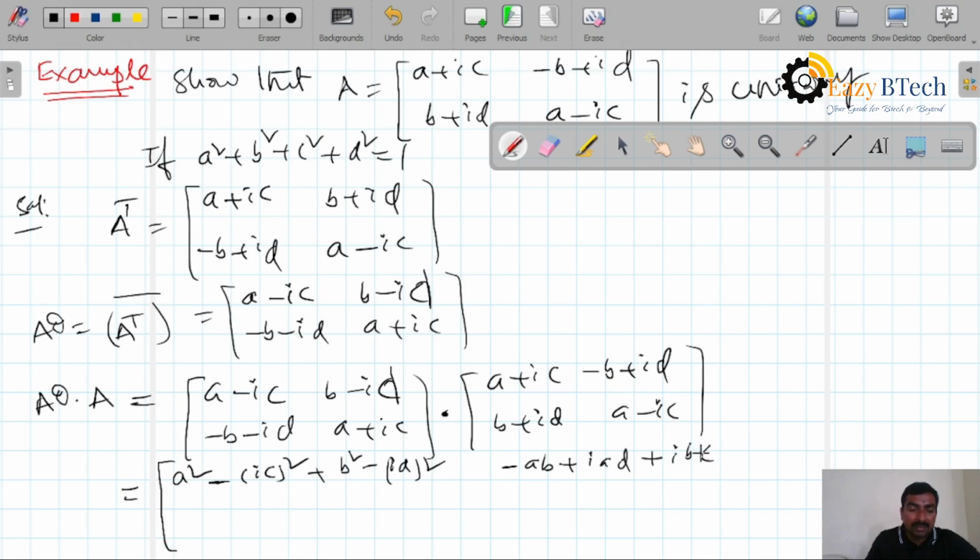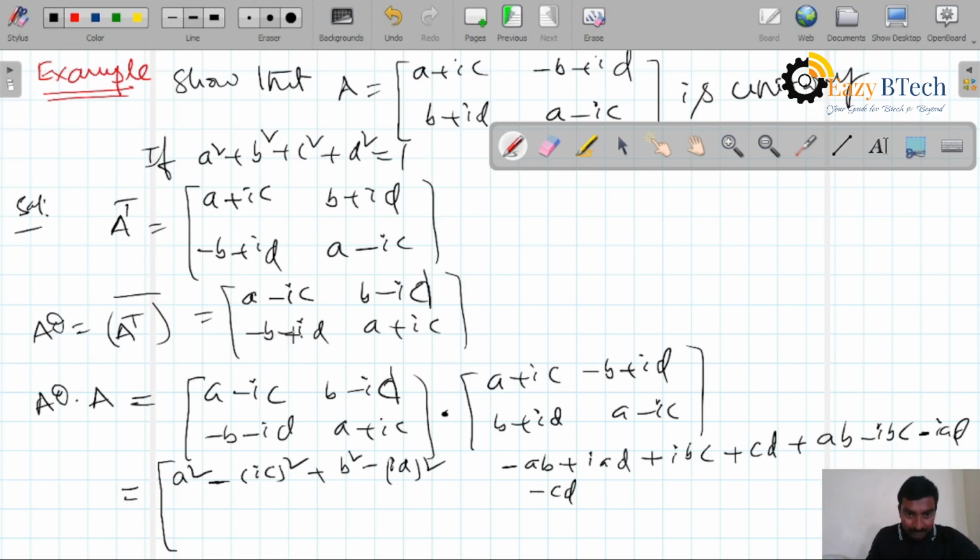IBC. Okay, next come to the next one. Next, C into D. Now multiply with C into D and plus this is CD. Why? Because I into I square minus 1, therefore you will get CD plus AB minus IBC. After that you will get I into AD minus CD.